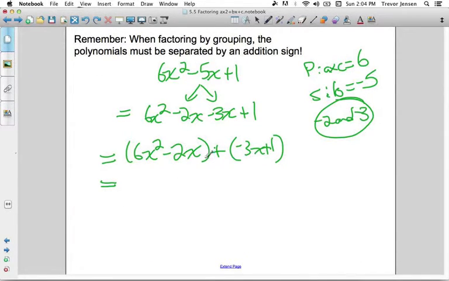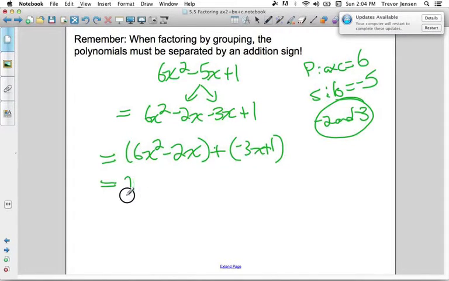So I have 6x squared minus 2x. What goes into both of those? Well, I could take out a 2x from this one. So divide each of those terms by 2x. 6x squared divided by 2x will give me 3x. And then negative 2x divided by 2x will give me negative 1.